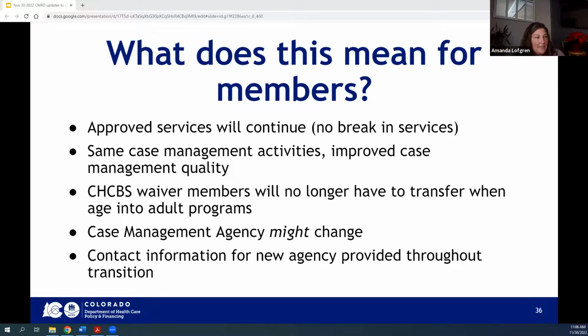Case management activities for approval will continue. For our CHCBS children members on waivers who want to access adult programs in the future, you won't have to change agencies when you go from the children to adult waivers. The one thing that is changing is that your case management agency may change. And I want to make sure that you hear me say it might change. We don't know if your agency is going to change until May, as we talked about earlier, but there will be a very robust and detailed transition and communication once all of the changes around case management agencies are impacted.